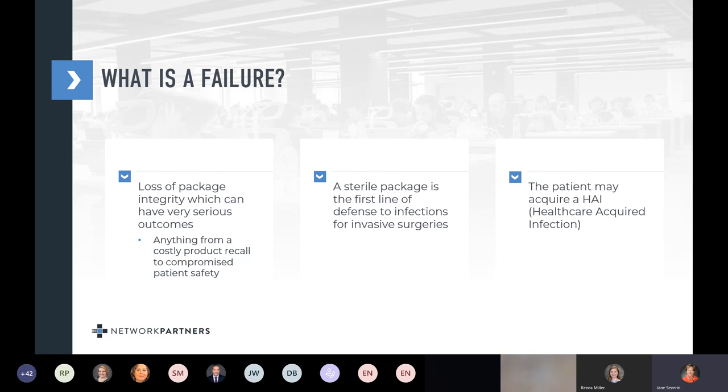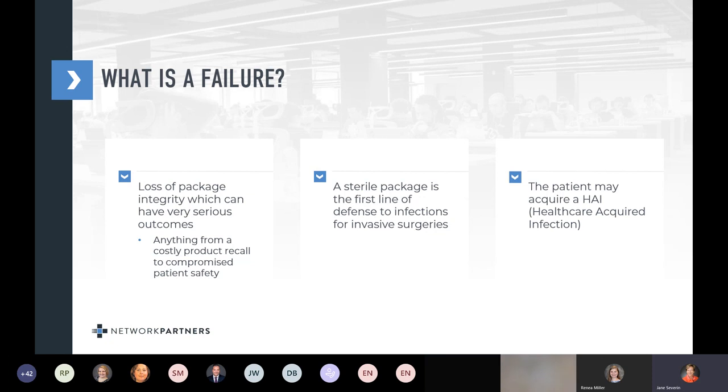Sterility can't easily be measured, therefore package designs and processes must be validated and controlled. The SBS, or the sterile barrier system, is the first line of defense to infections during invasive surgeries. When the integrity is compromised, worst case again is that the patient may end up with an HAI, or healthcare acquired infection. This can be very, very serious. It takes a huge toll on humans and finances.